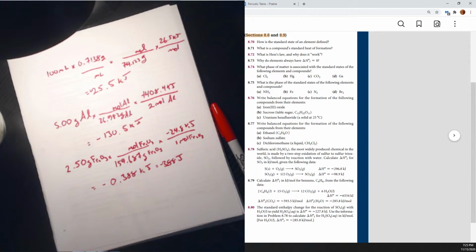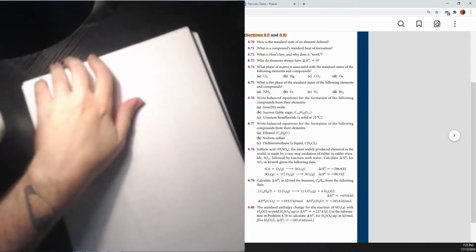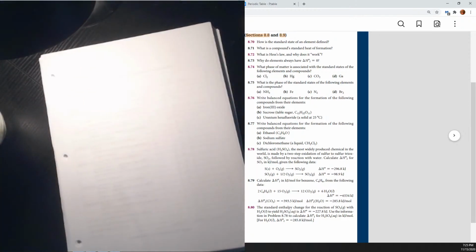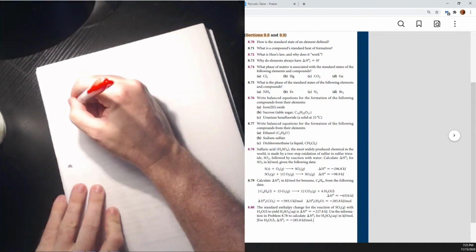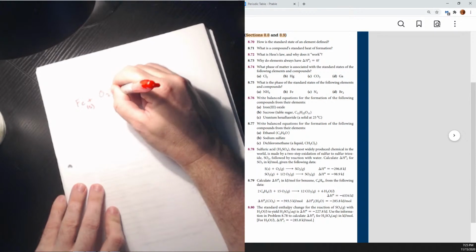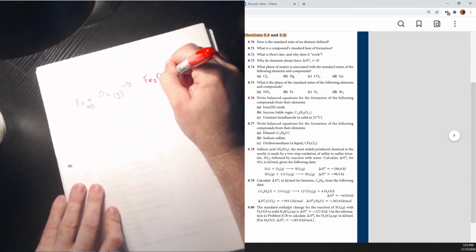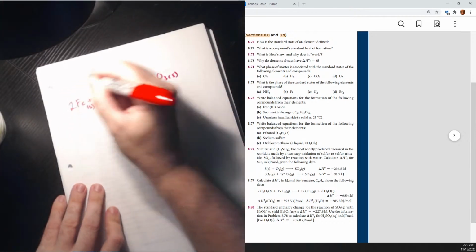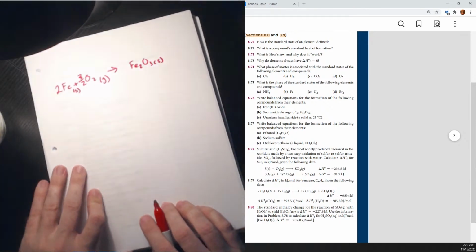76. Write balanced equations for the formations of the following compounds from their elements. Okay, so remember, formation reactions, you always produce 1 mole of your product, which means you're going to have fractions for everything else. So iron 3 oxide means Fe2O3, so solid iron plus gaseous oxygen goes to form solid Fe2O3. So we need 2 of these and 3 halves oxygen.